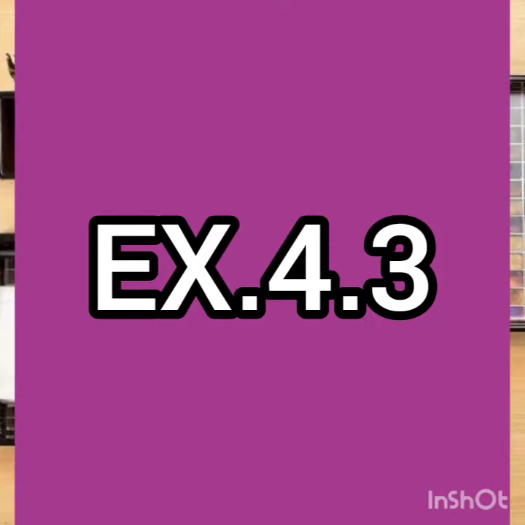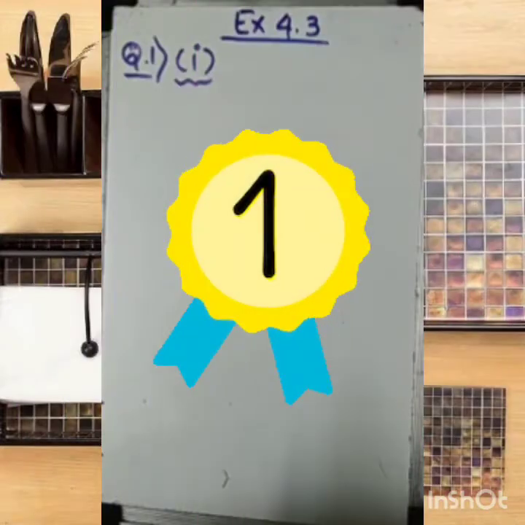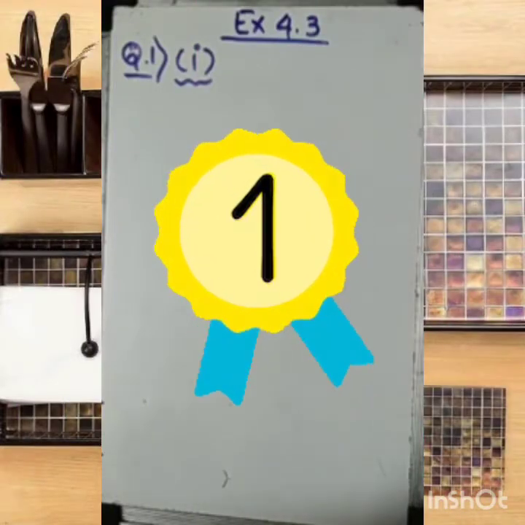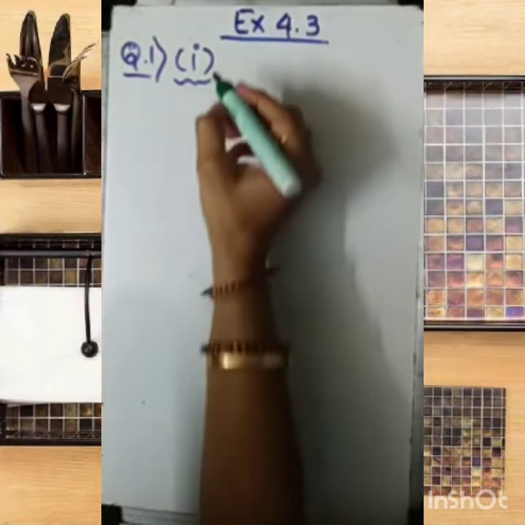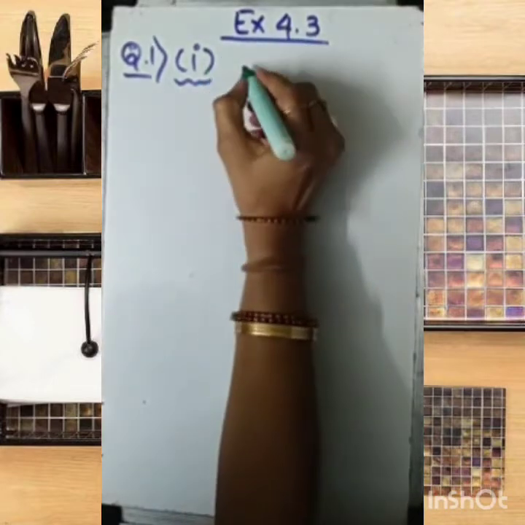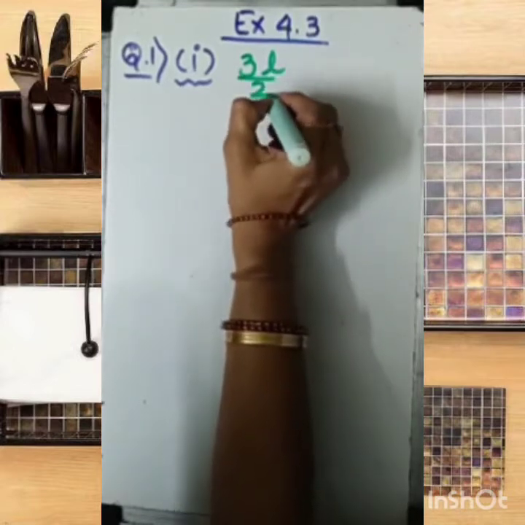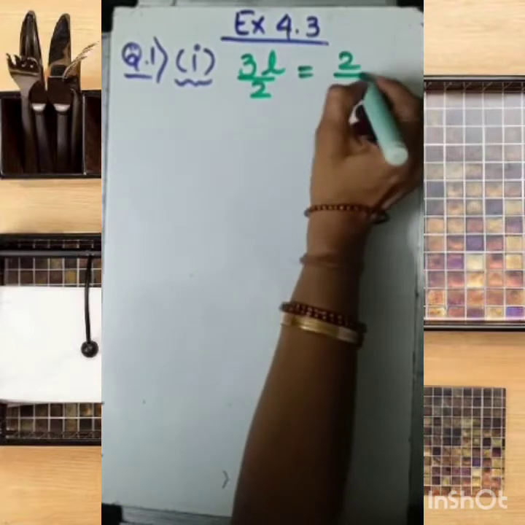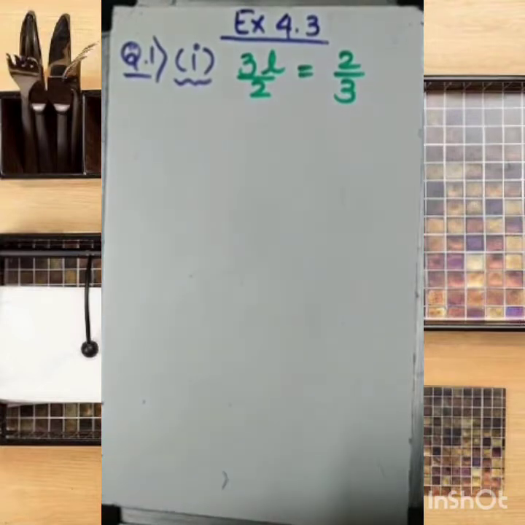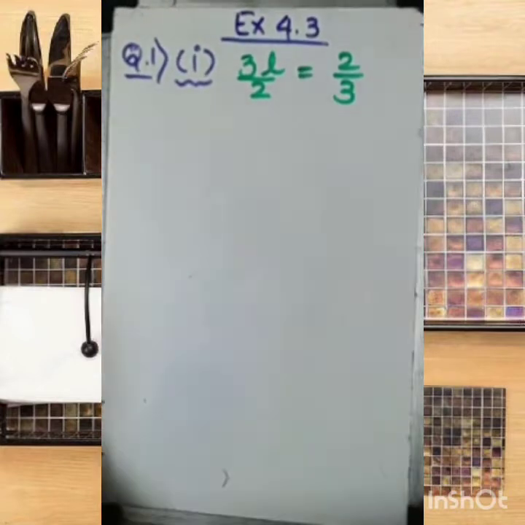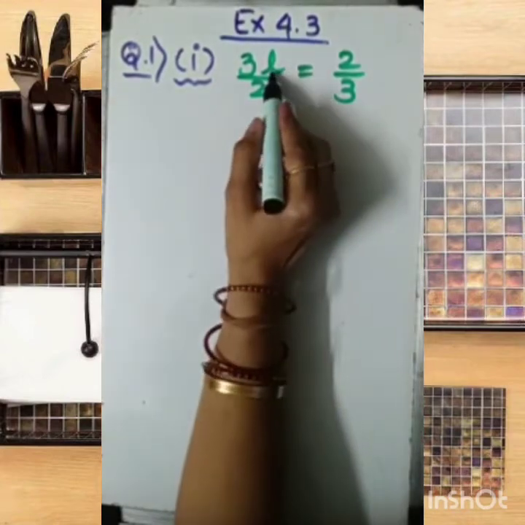So, my dear student, exercise 4.3, question number 1, part i. What is i here? 3l by 2 is equal to 2 by 3. This is the equation we are given. So, what do we have to do? Very simple. Here you can see l is the unknown variable.